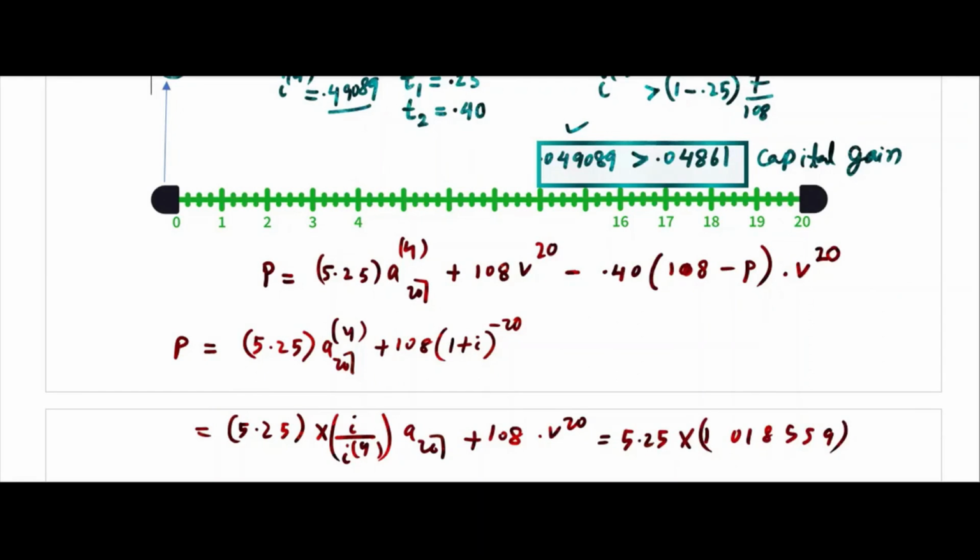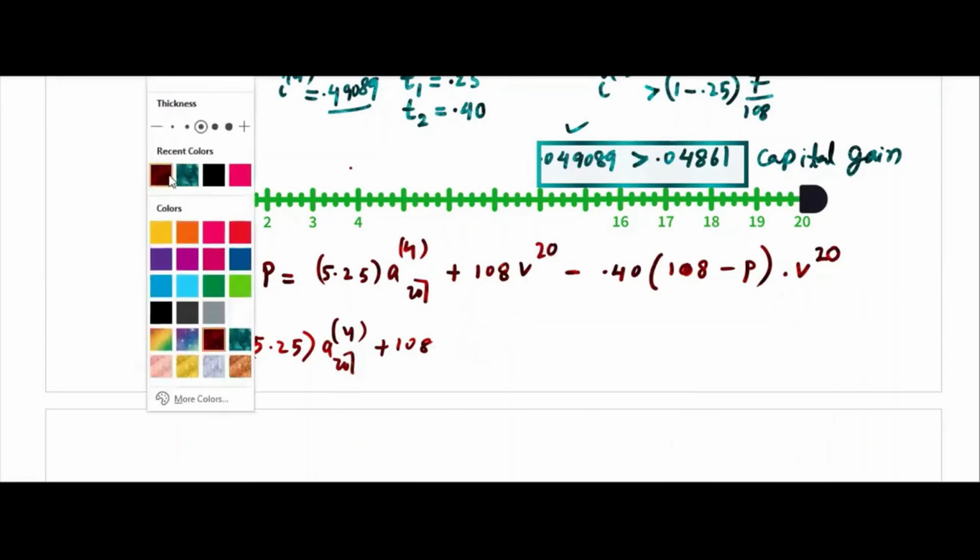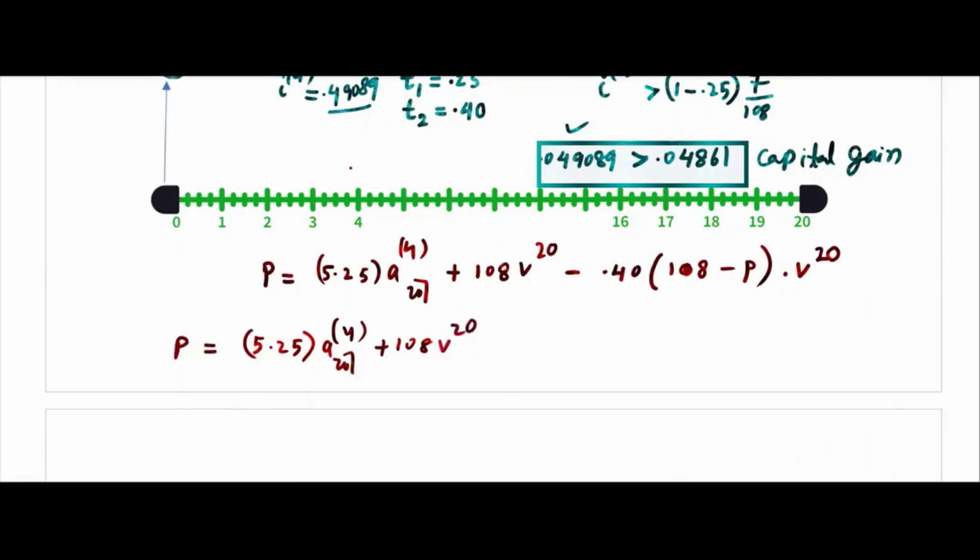The best thing is you can use the actual table. If you use the actual table, you will get this value directly. Whatever it is, you will get it. But I'm not writing this now. And the second term also, if you want, you can write. So this value is what we need. You can get it whatever way you want. V20, we know this. Now minus, this is important for me, 0.40108 multiplied by V20, then minus minus will be plus 0.40 P multiplied by V20.